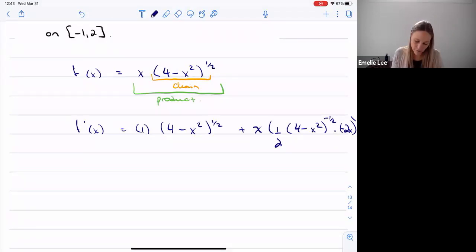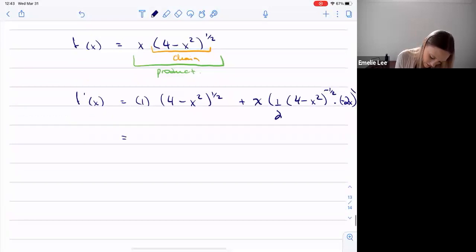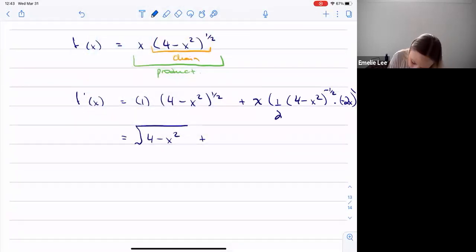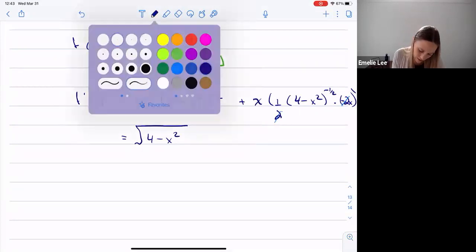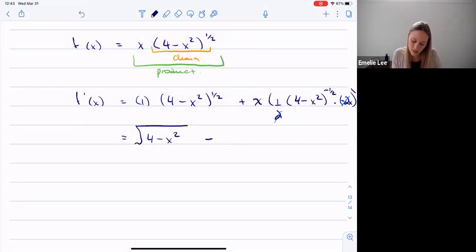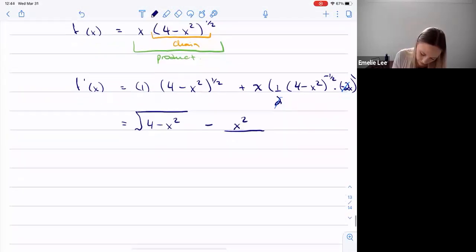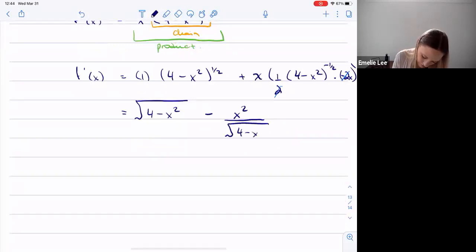Okay, so I can simplify this to be the root of 4 minus x squared plus, and I can do a little simplification here. 2 over 2 is going to go away, so that's great. And then I have to bump out that negative outside, so I get minus x squared, right? x times x is x squared, and that's over the root of 4 minus x squared.